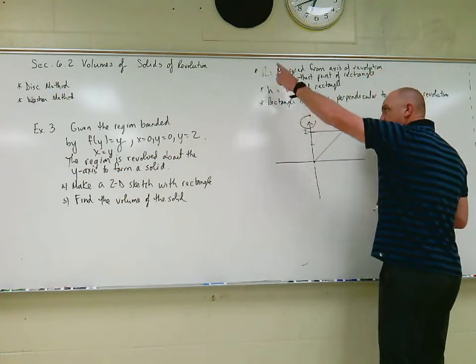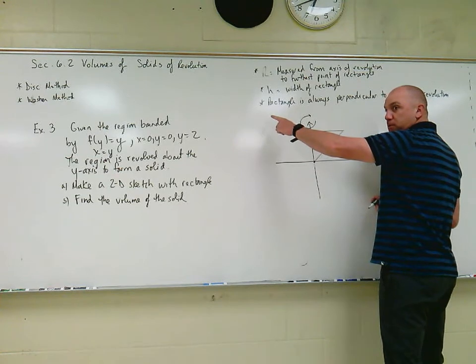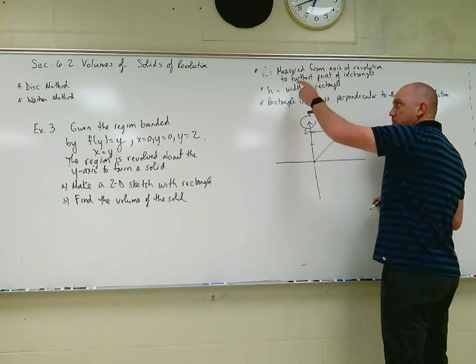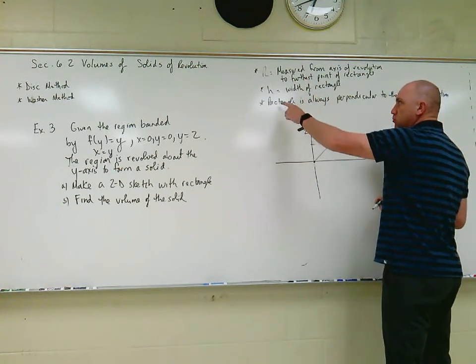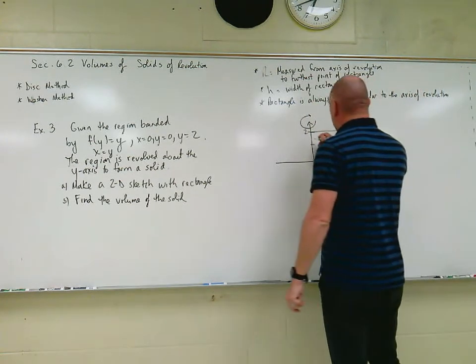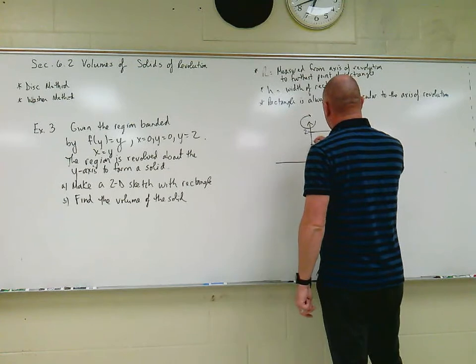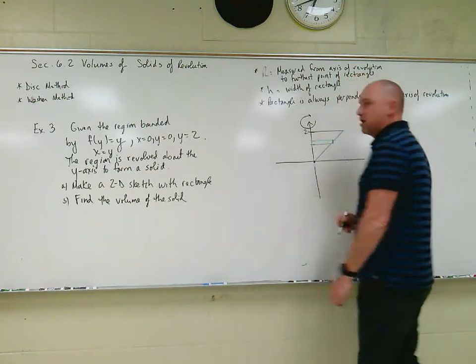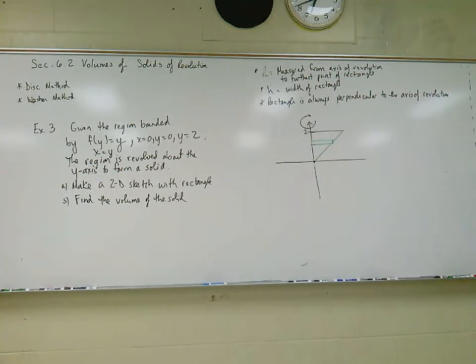Horizontal. Three height points. This should always be on the top of your paper if you're going to do this. The rectangle is always perpendicular to the axis of revolution, so it goes in horizontal. That rectangle tells me everything I need. If I can draw that rectangle, then I'll know what my radius is and I'll know what my height is. Okay?